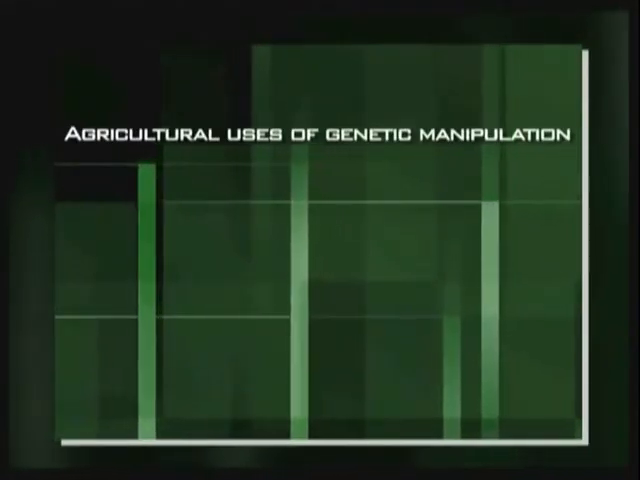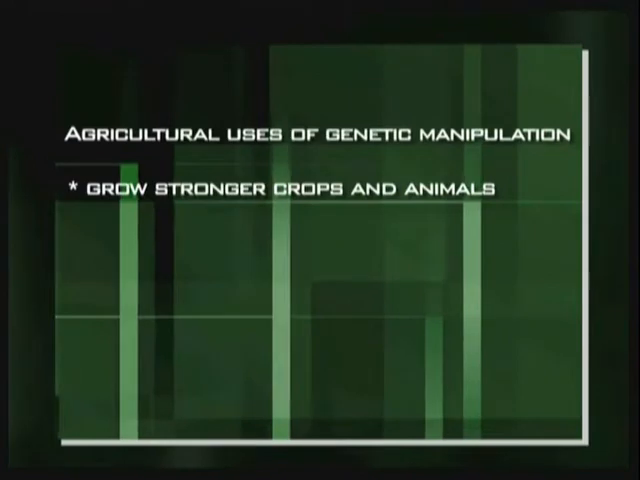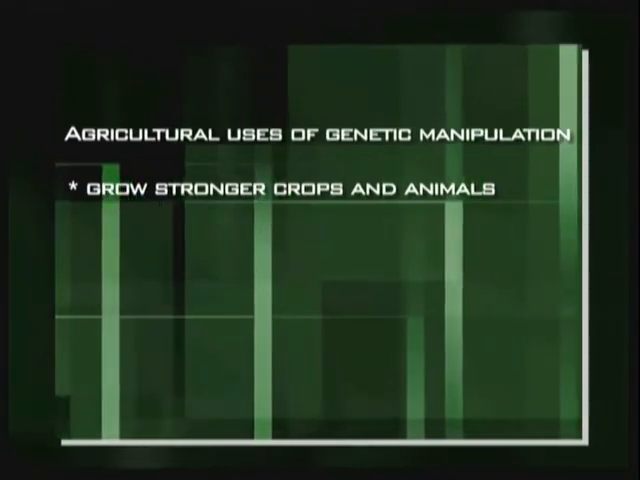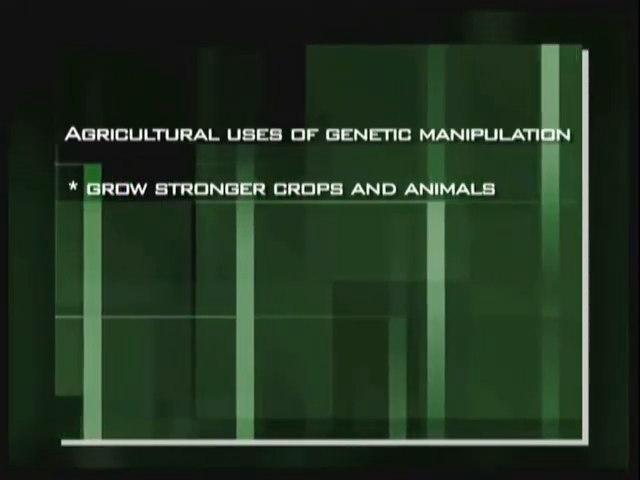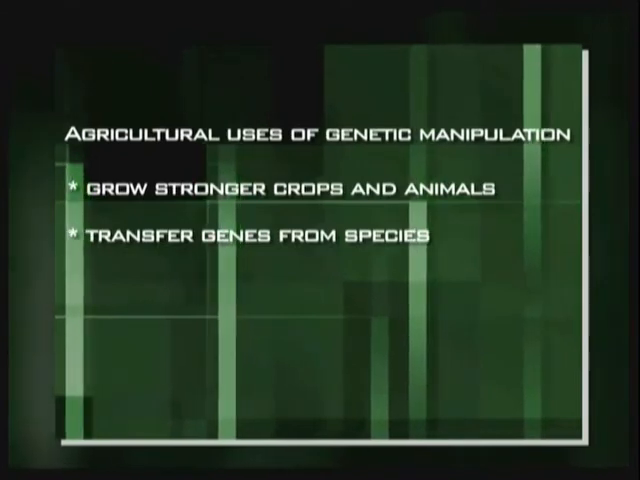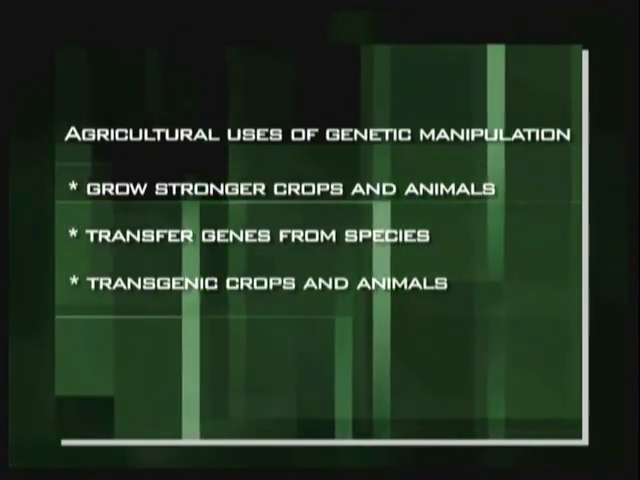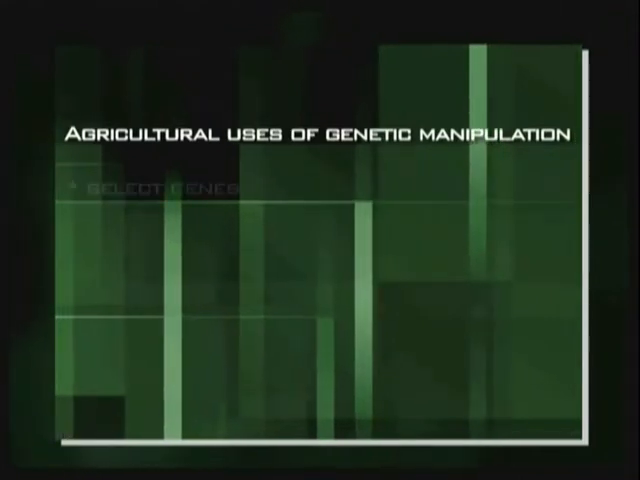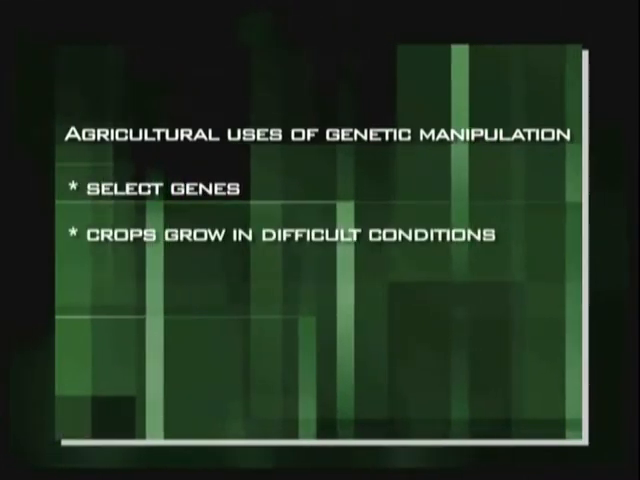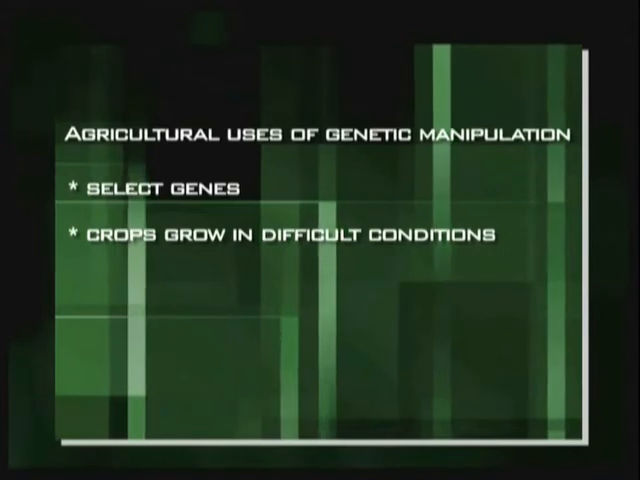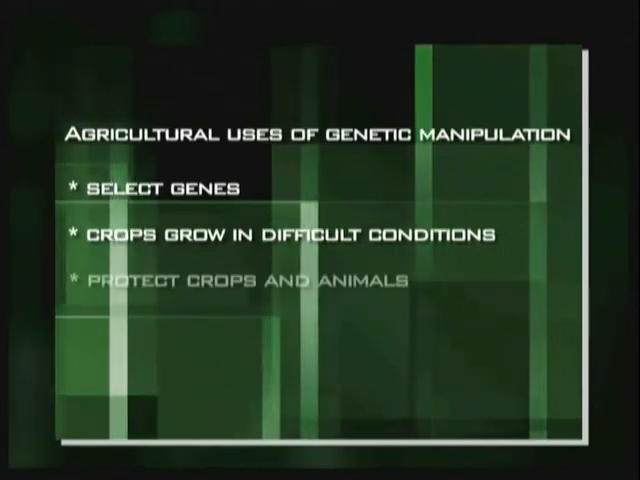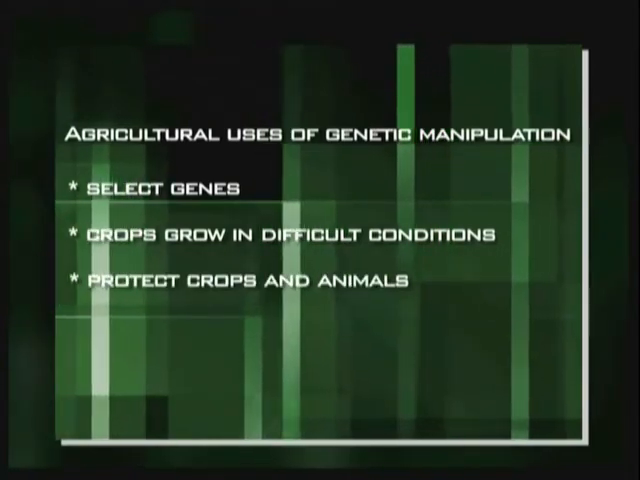Genetic manipulation can allow scientists to grow stronger, bigger and healthier crops and animals. Scientists can transfer genes from one species to another. This produces transgenic crops and animals. They can select genes that make crops grow in difficult conditions. They can also use genetic manipulation to protect crops and animals from disease or pests.